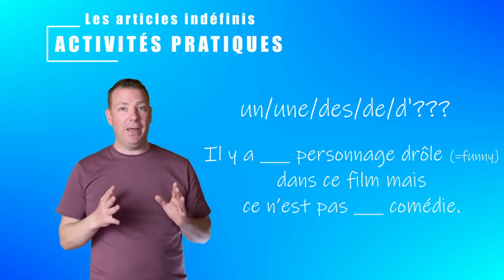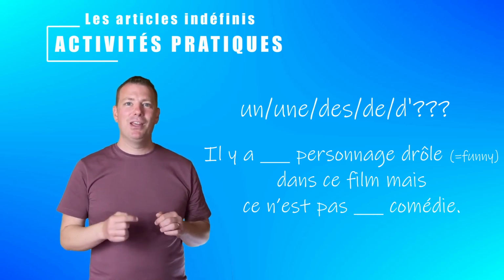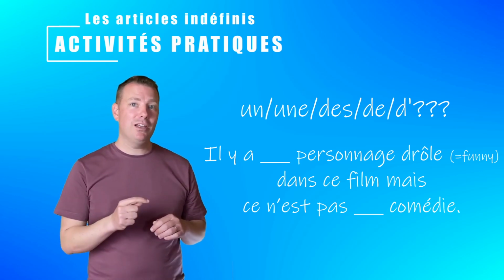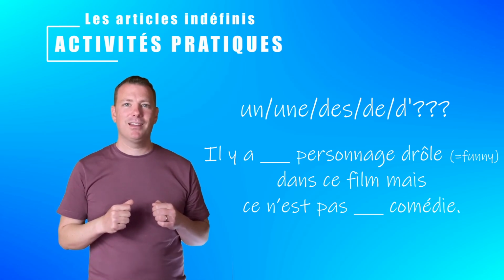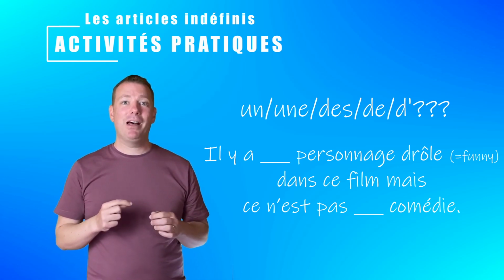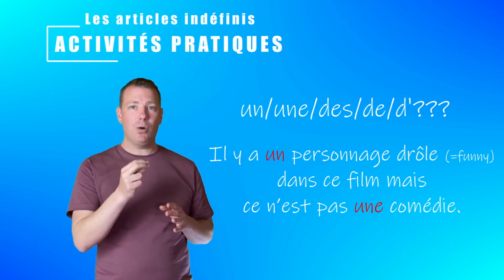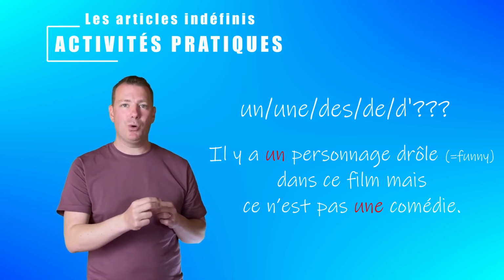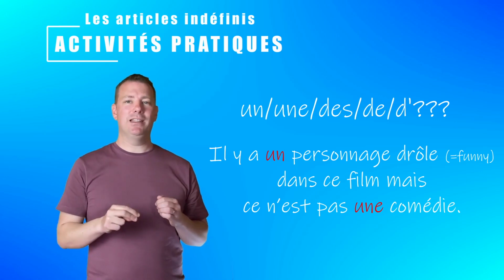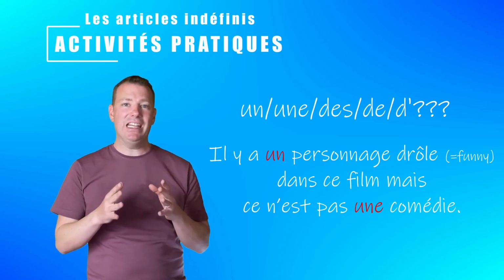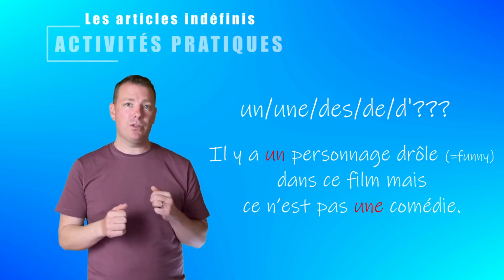Alright, let's do the next sentence. Il y a personnage. Personnage is character. Personnage drôle, funny character. Il y a personnage drôle dans ce film, mais ce n'est pas comédie. Alright, let's do it. Il n'y a pas... Oh, sorry. Il y a un personnage. Personnage is always masculine. Il y a un personnage drôle dans ce film, mais ce n'est pas une comédie. That's right. So you need to use the indefinite article in the second instance because être was the verb.